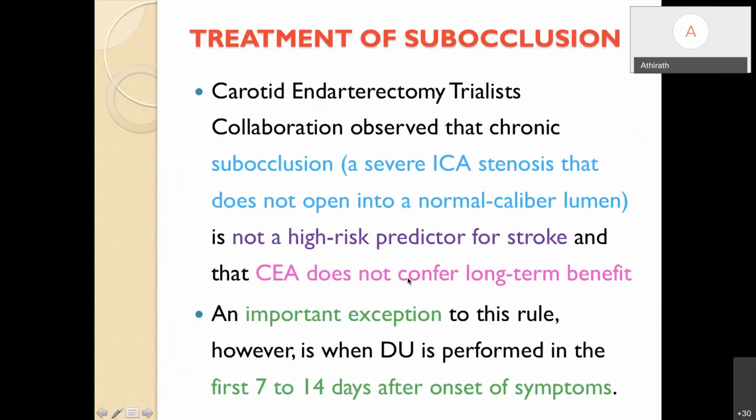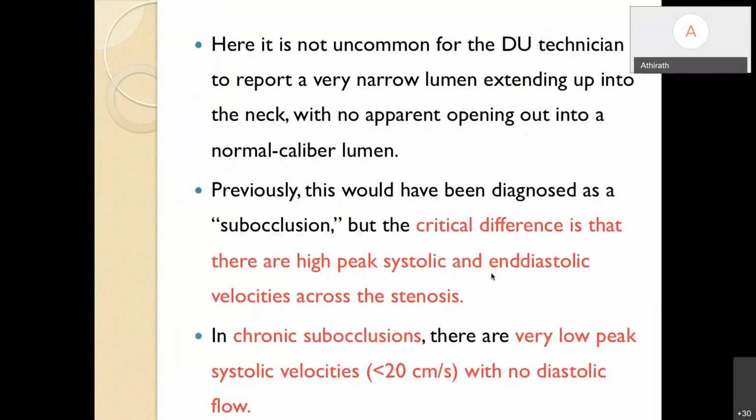The subocclusion is very important. Because there's something called a chronic subocclusion and a subocclusion in a hyperacute period, that is in the first 7 to 14 days after the onset of symptoms. Because the treatment aspect totally differs. In a chronic subocclusion, it is a severe ICA stenosis which does not open into a normal caliber lumen. In this chronic subocclusion, treatment is actually not necessary. Whereas in a subocclusion in a hyperacute period, you need to know you need to treat that patient.